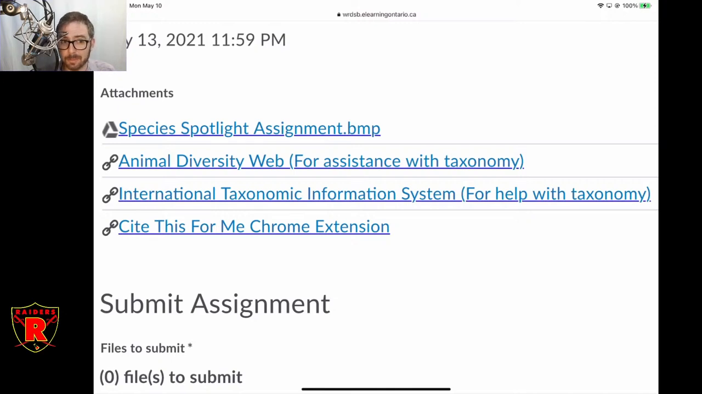You could also just Google APA citation, and then you can find a citation machine. They're called citation machines. There's even one called citationmachine.com. And you just input the information from the website that you're on into it, and then press a button, and then it will give you an APA citation.